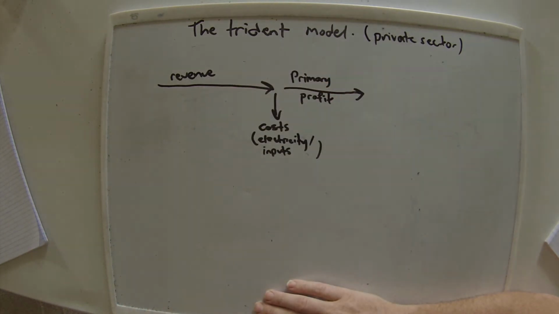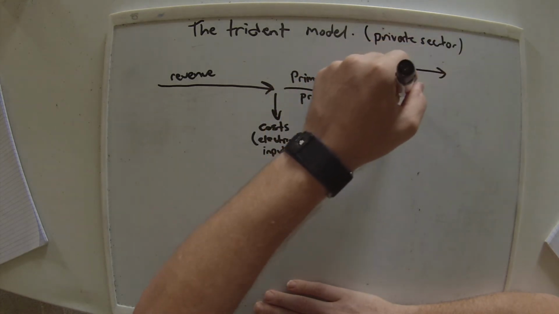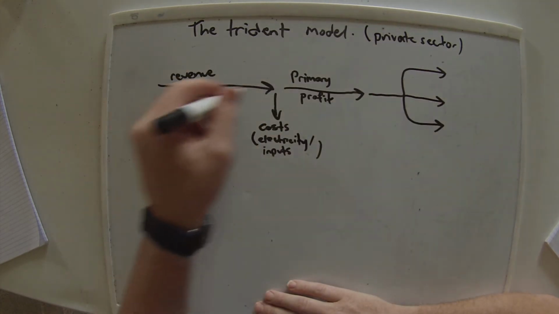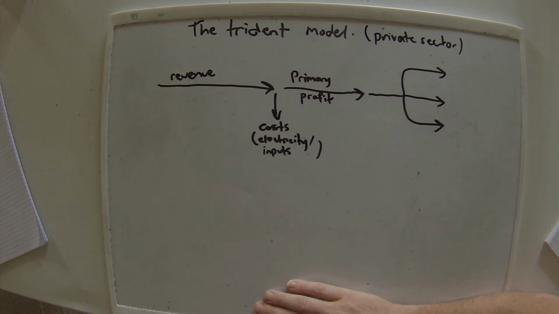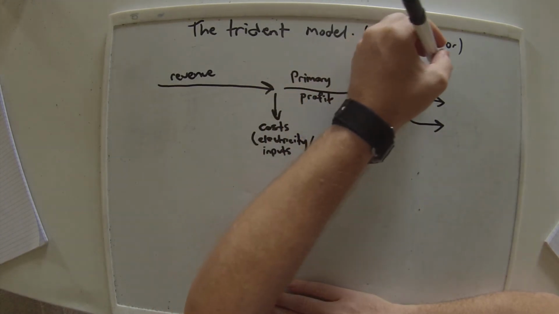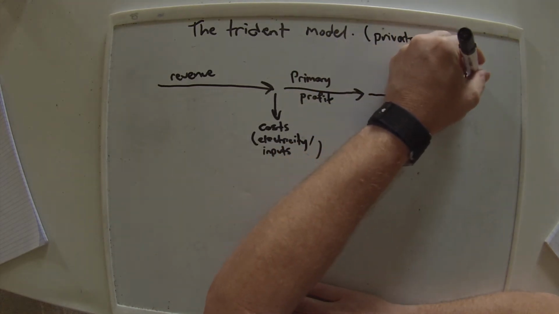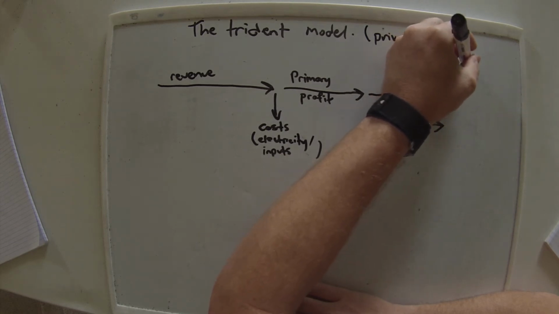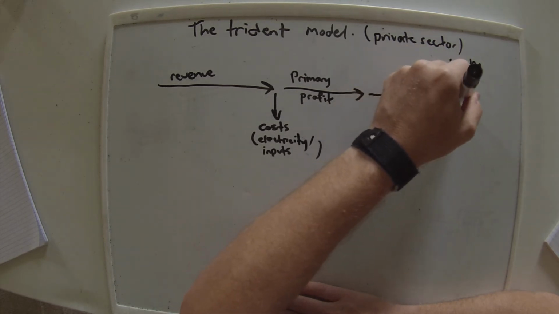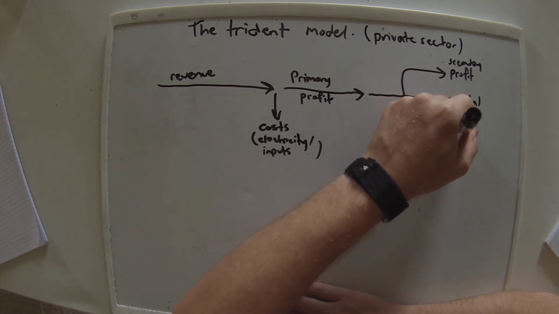Now then, that primary profit goes to one of three things. Now you might be able to see why I call it the Trident model, because it looks like a little trident spear. The three things it goes to: what we'll call profit, I call it secondary profit, but what you would traditionally think of as profit, then there's an amount of money that gets spent on capital, and then there's an amount of money that goes to wages.